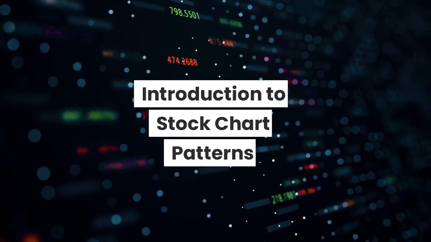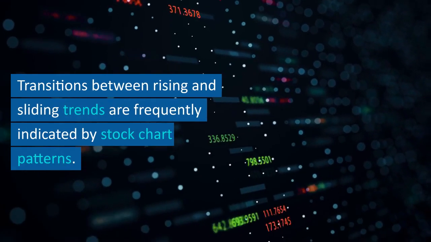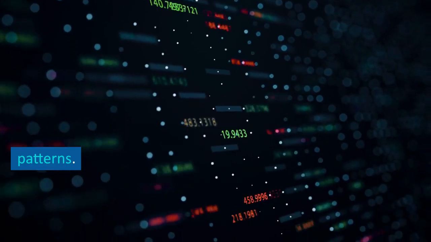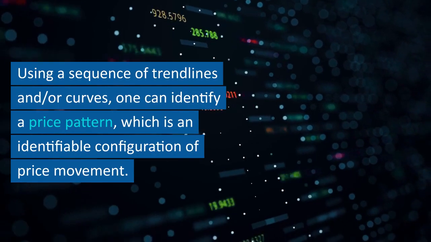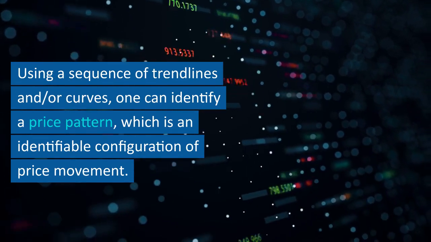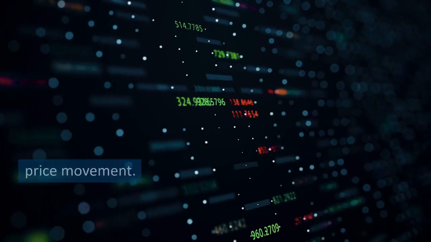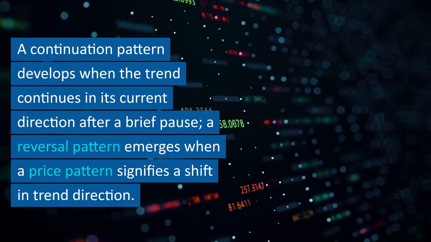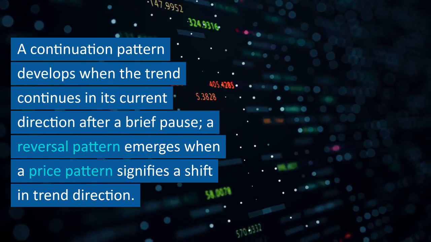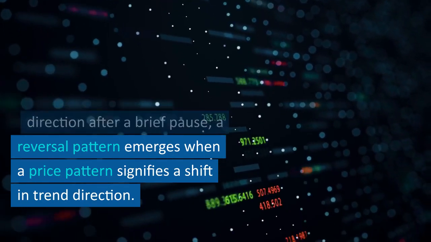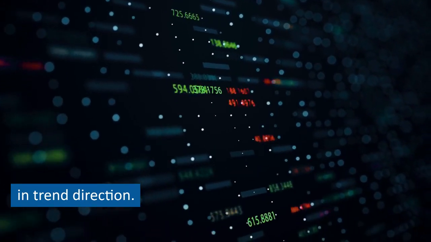Introduction to stock chart patterns. Transitions between rising and sliding trends are frequently indicated by stock chart patterns. Using a sequence of trend lines and/or curves, one can identify a price pattern, which is an identifiable configuration of price movement. A continuation pattern develops when the trend continues in its current direction after a brief pause.